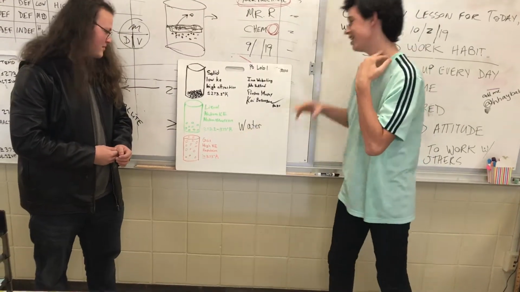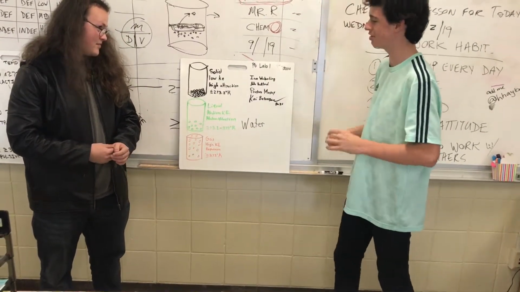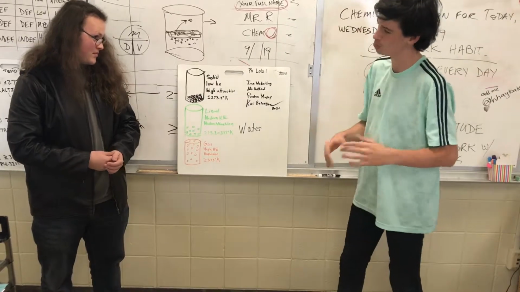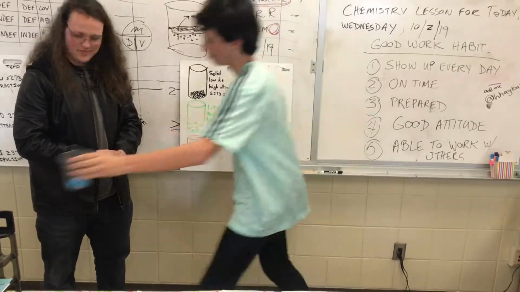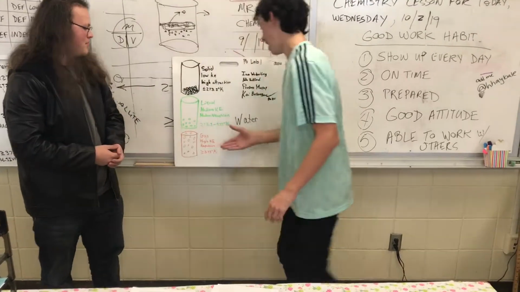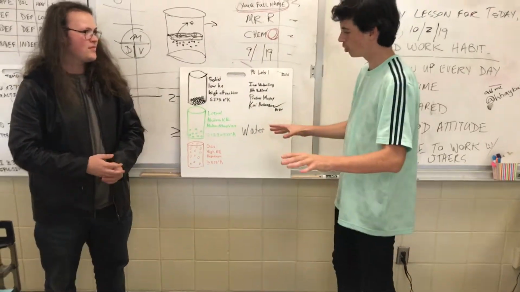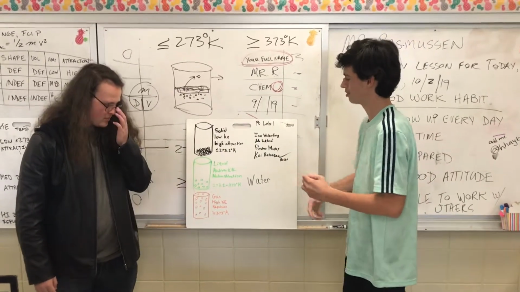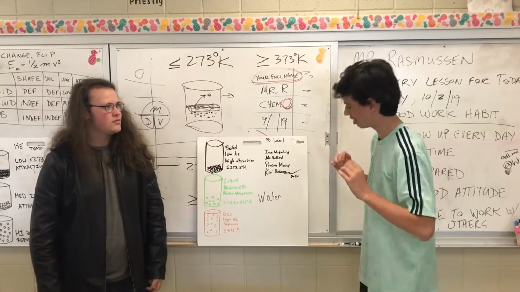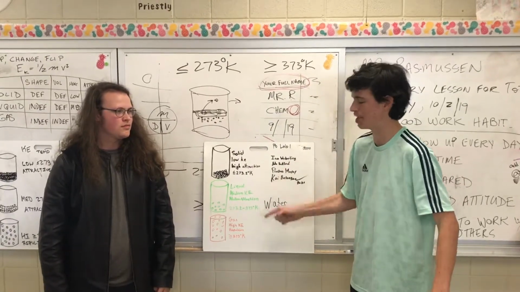For a liquid, it's a definite volume but an indefinite shape, because liquids usually conform to the shape they're in. Say if they're in a cup, they conform to the shape of the cup. And for a gas, there's no definite shape, because the molecules can't come together, but it has volume because it takes up space.